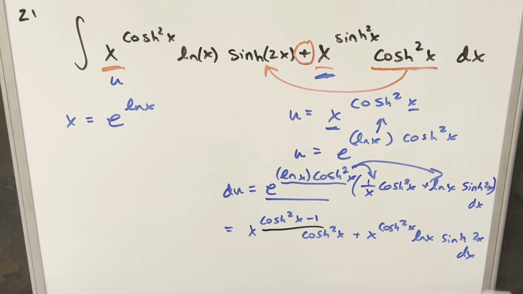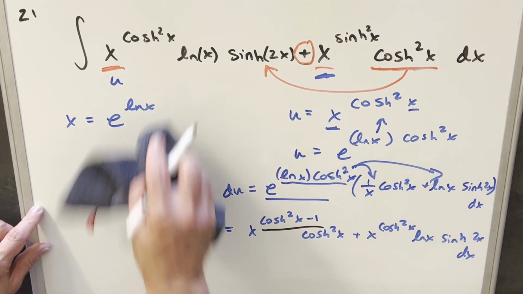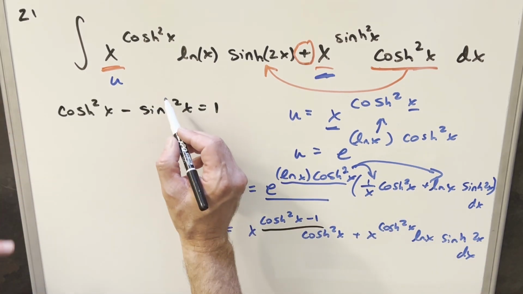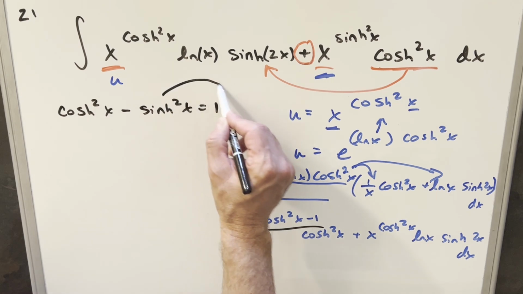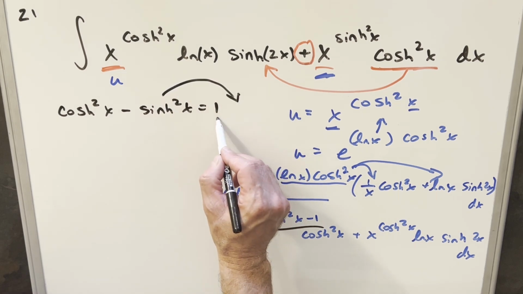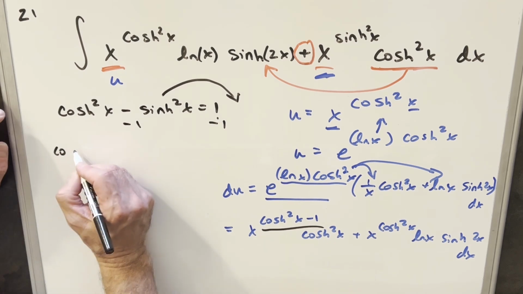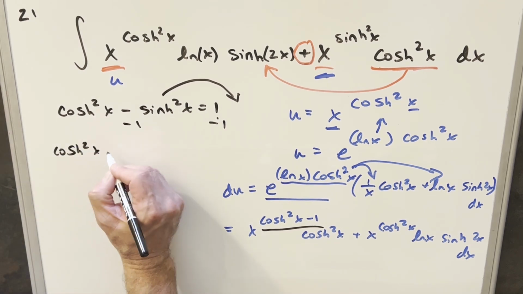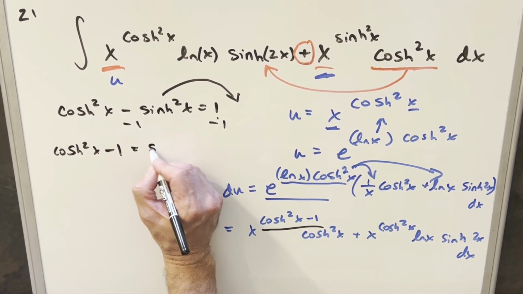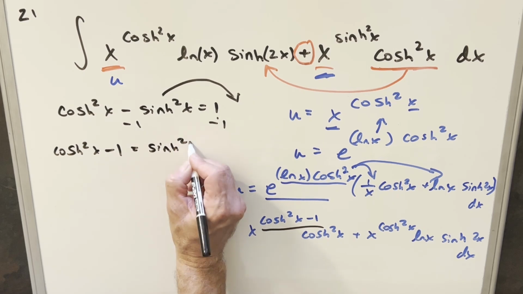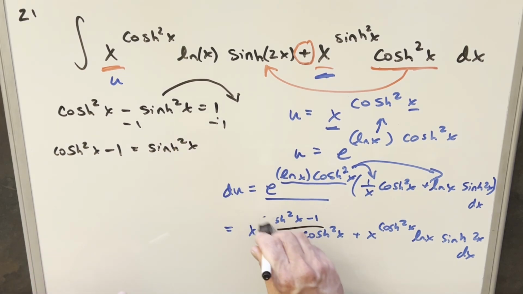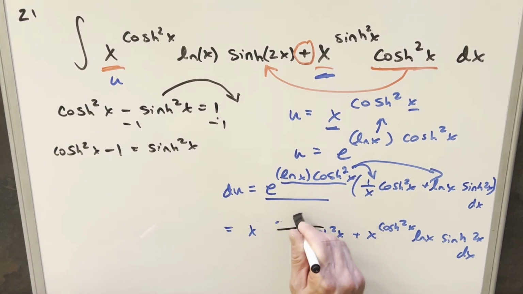And then for this thing, we can use an identity on this. So starting with this identity, if I just add a sinh squared on both sides, we can bring it over here, and I'll subtract a 1 on both sides. So what we're going to have is cos squared x minus 1 is just equal to sinh squared x. And so let's just update this exponent here to sinh squared x.